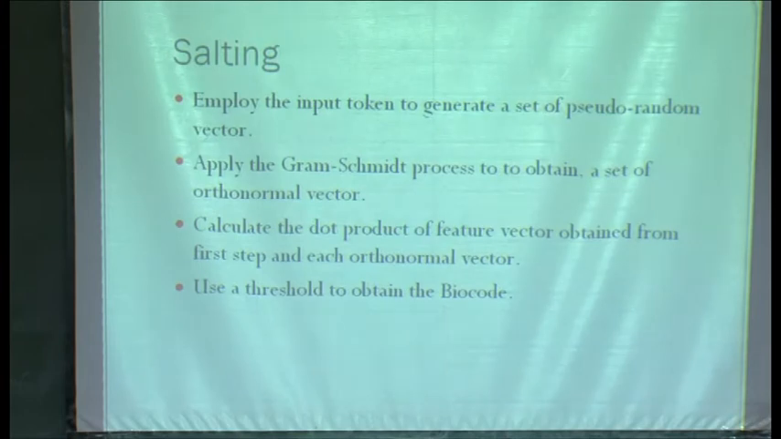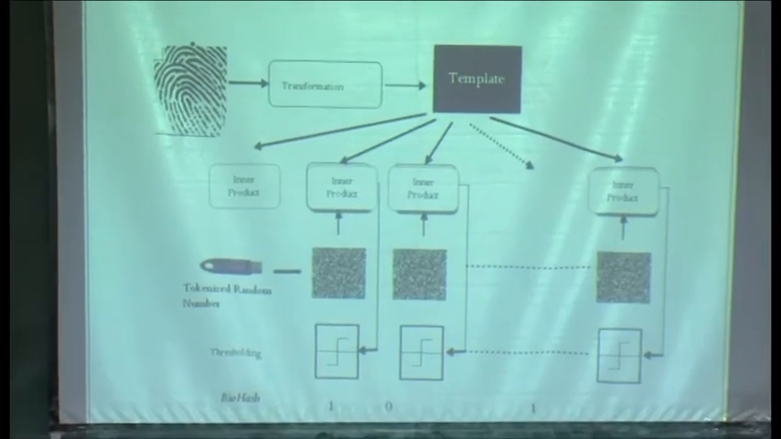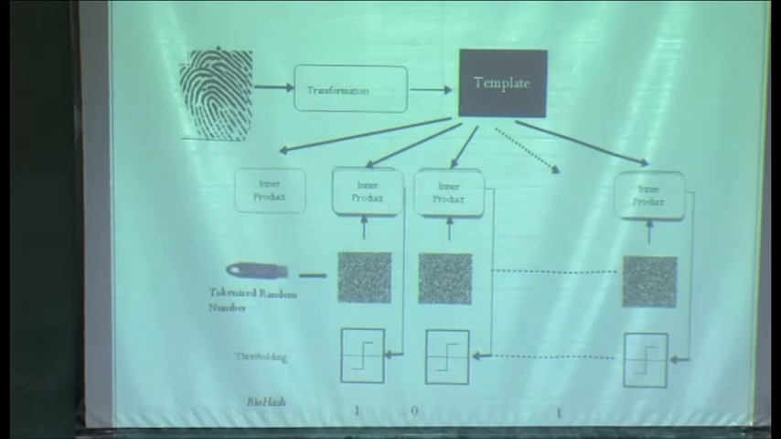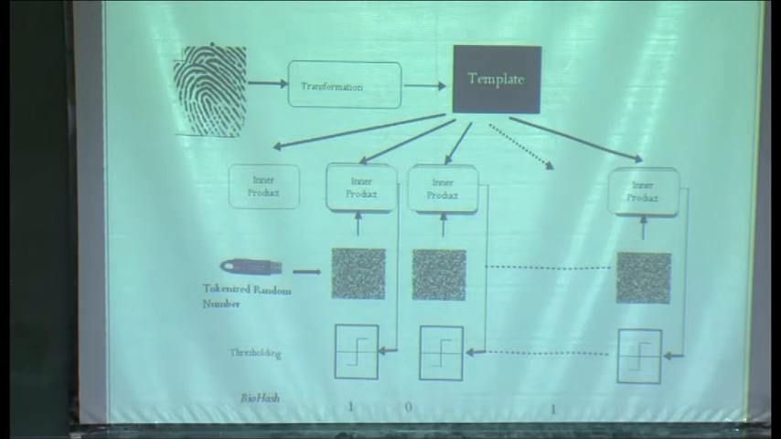So this is the classic way of sorting. Basically, generate a random matrix, take the dot product, and after thresholding it is stored.